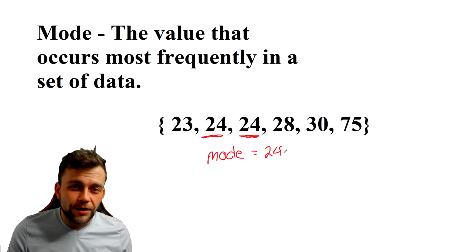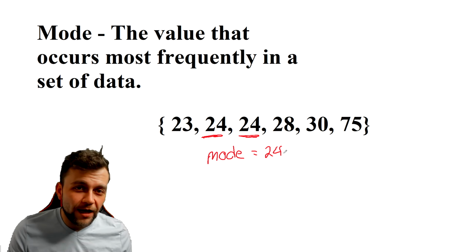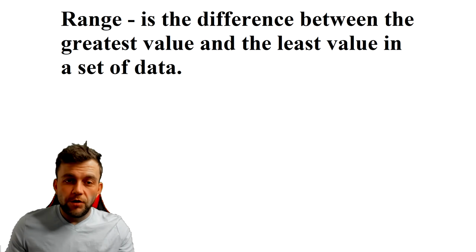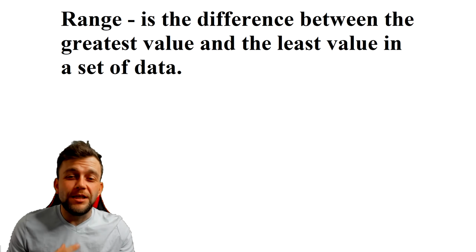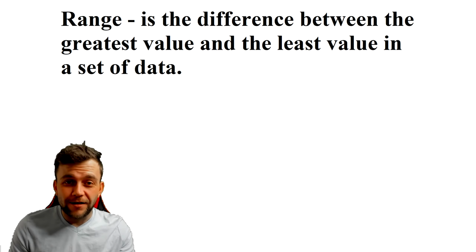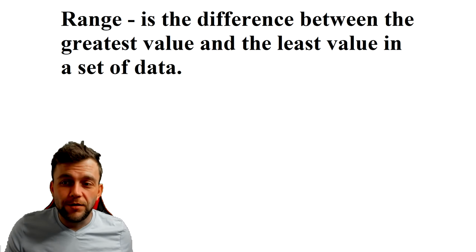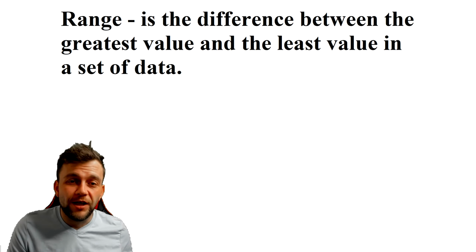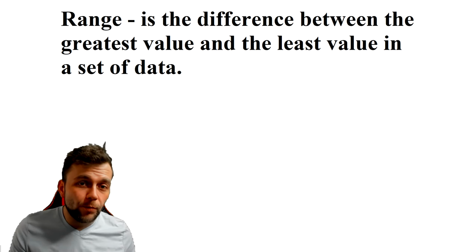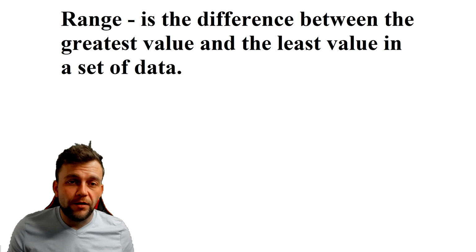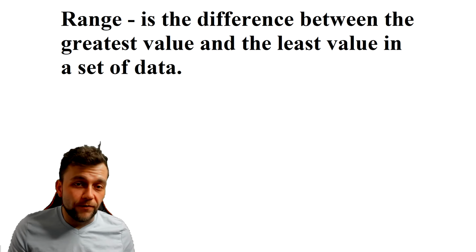Now, in the next example, I'll just define range. So we have that down. To define range, it is the difference between the greatest value and the least value in a set of data. So I know that the language of all of this stuff can get a little bit overwhelming, but basically you take the biggest number in your group of numbers and subtract the smallest number, and you're given the range.